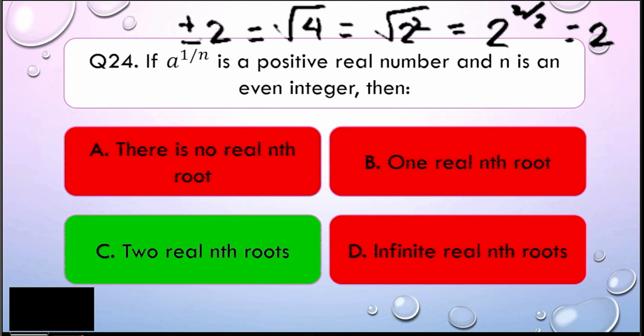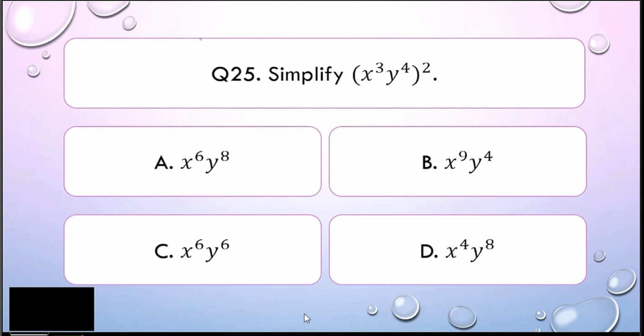So now let us go to question number 25. Simplify x cubed y to the 4th, all to the power of 2. All right, so what is the result? Is it A, x to the power of 6, y to the power of 8, B, x to the power of 9, y to the power of 4, C, x to the power of 6, y to the power of 6, or D, x to the power of 4, y to the power of 8? I'll give you 5 seconds to think about your answer.